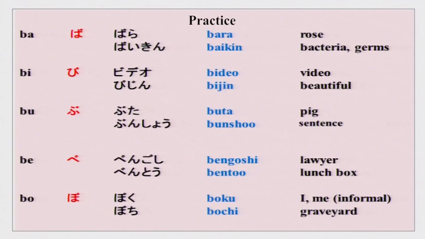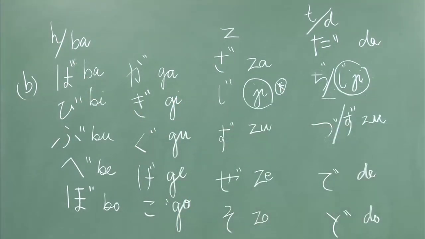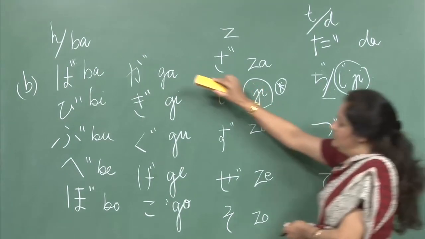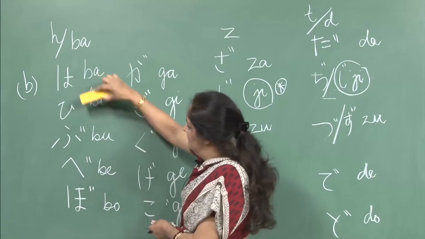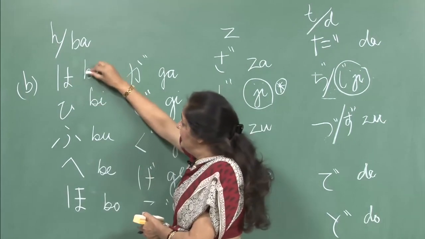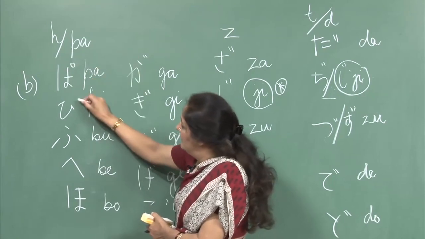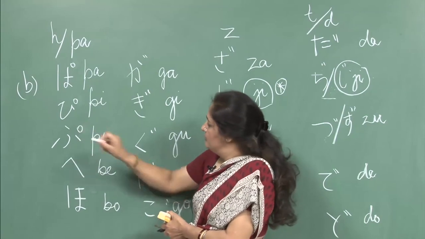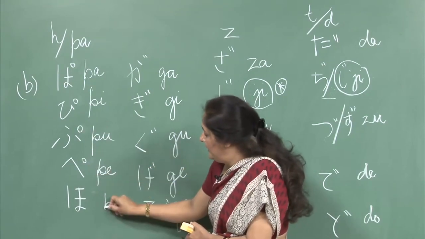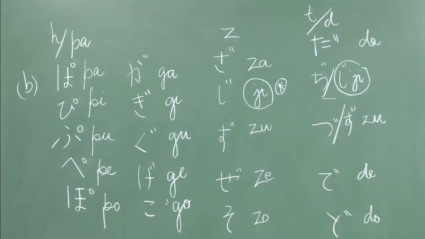Ba, bi, bu, be, bo. Then in the end, the same ha sound, which we made into ba, we will put another symbol over here and make it into pa, the P sound. Pa, pi, pu, pe, and po. So, we will do this vocabulary very, very quickly over here for pa as well.